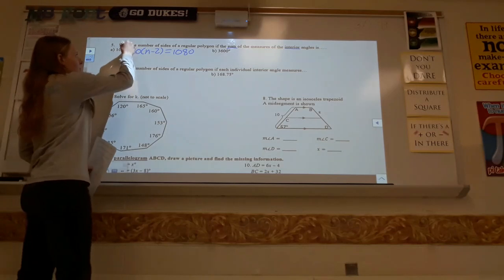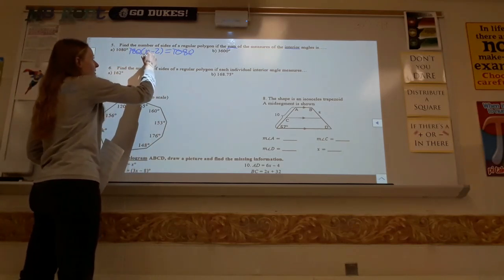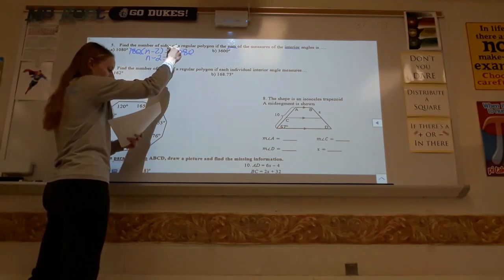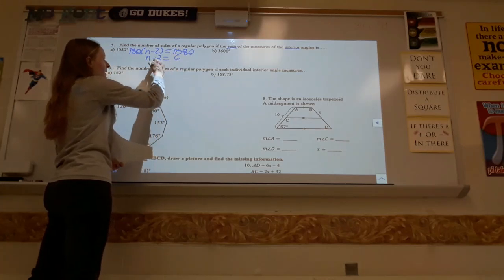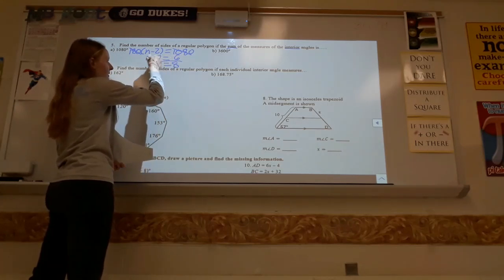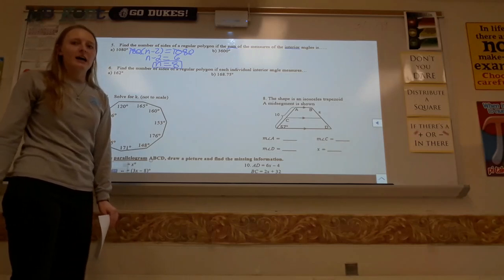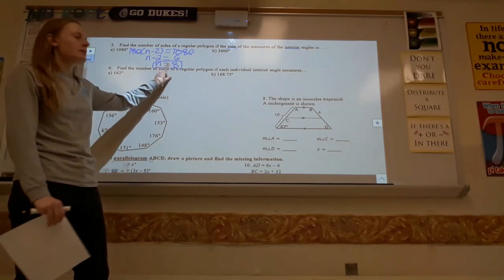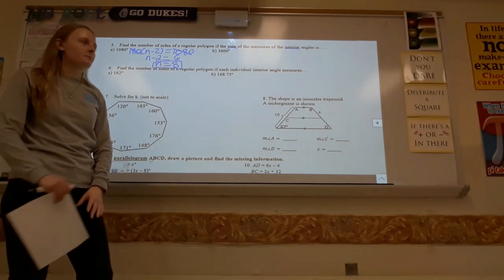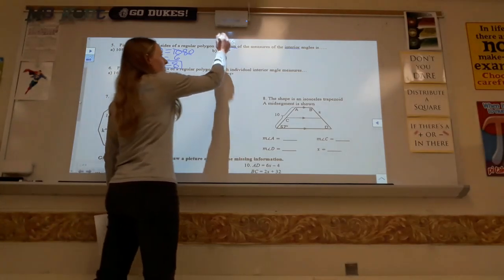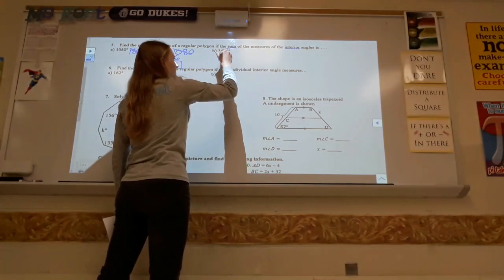So what you would do is you divide by the 180, which gives you 6 if I remember correctly. And then you add 2 to finish solving algebraically. This has 8 sides. n stands for the number of sides. The result is 8. 8 sides. Same thing over here. Sum of interior angles, that's this formula.